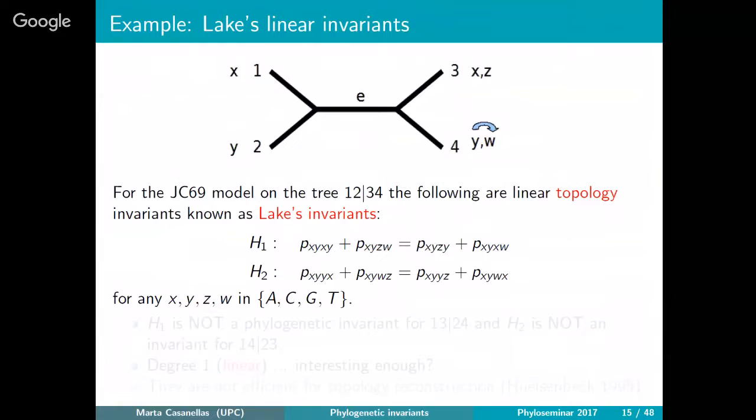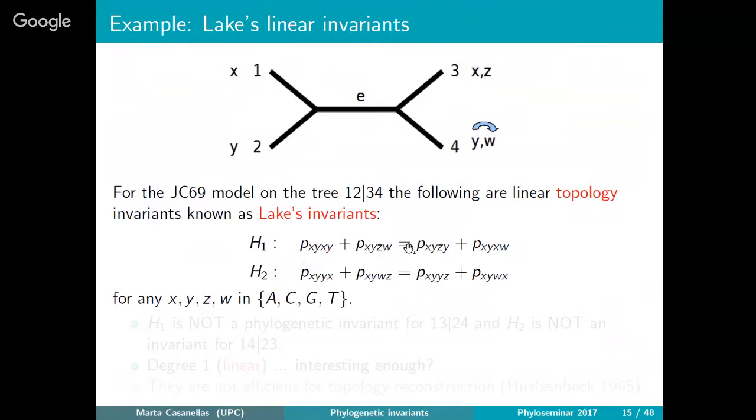For example, let's put an example of a topology invariant. These were the first invariants that were known, by Lake. Let's consider this quartet tree. Let's consider the Jukes-Cantor model and consider the following equation. The probability of observing 4 nucleotides, X, Y, Z, W are any different nucleotides. So let's fix X, Y at the leaves 1 and 2. And at the leaves 3 and 4, we can either consider XY here or ZW, ZY, XW.